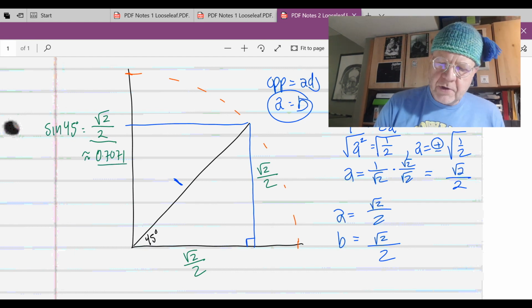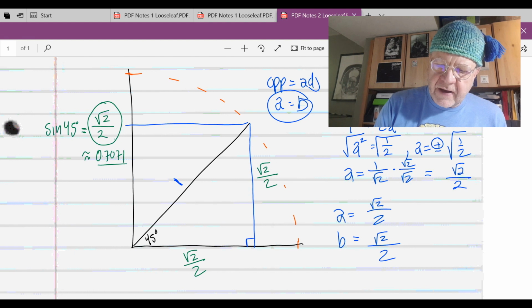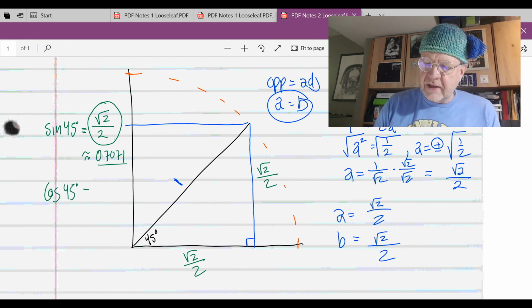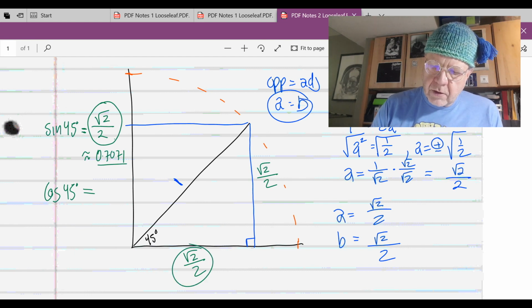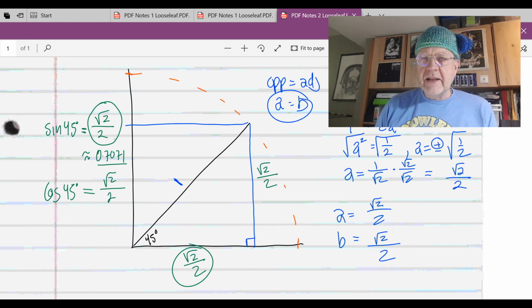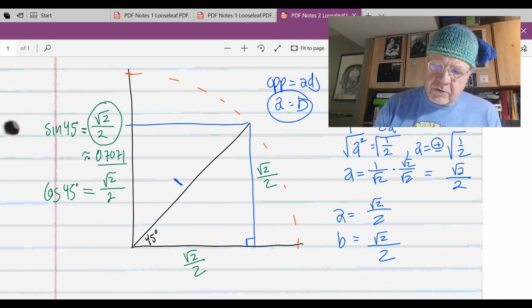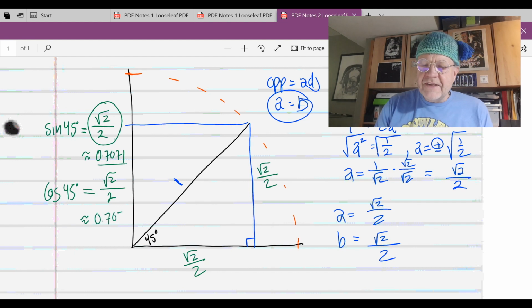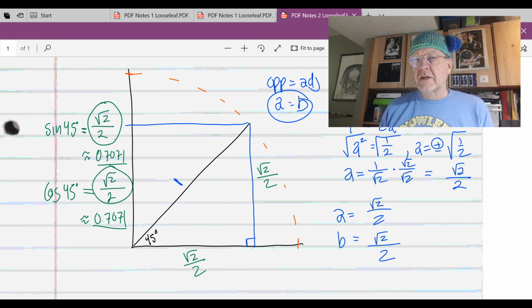Can we figure out the cosine? Sure we can. Cosine of 45 degrees is equal to precisely the adjacent side divided by 1. So simply root 2 over 2. The same value as sine. And again, if you don't believe me, go cos 45, and you'll see that it is approximately equal to 0.7071, the same as the sine of 45. But what we've done is, just using a bit of logic and the Pythagoras trick, we've figured out an exact value for 45 degrees. Isn't that great? I think it is.